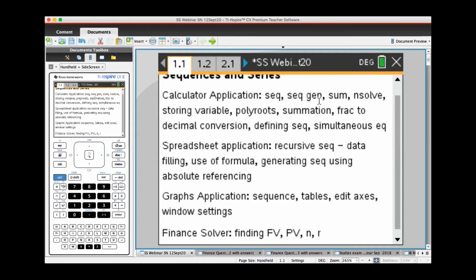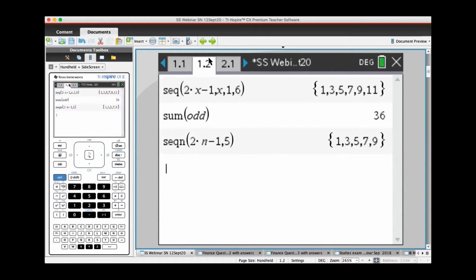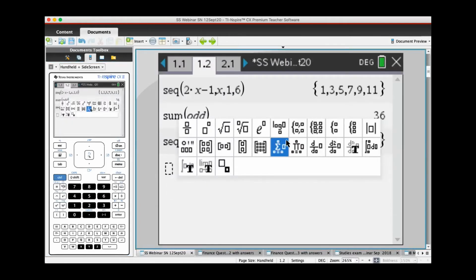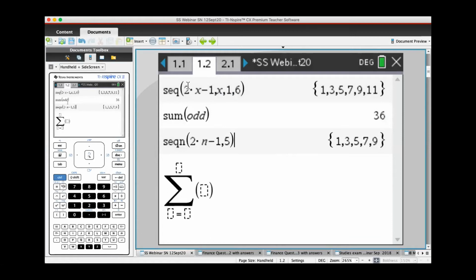I want to show you what the summation is. So you go to the catalog, you go to the math template, and you see the summation sign. It helps you find the sum. So I'm going to press this, right? I'm going to use this because we have already figured what the sum is for the first 6 terms. So I want to show you how it can be done in a different way.